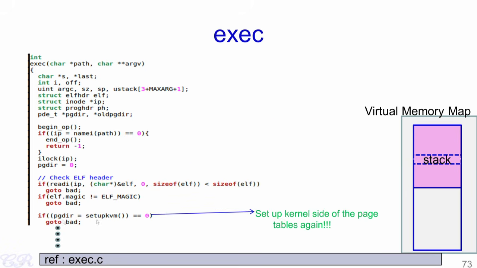The next step is a call to setupkvm, where we set up kernel side page tables again. This essentially may not be required, but it is done in xv6, though it is not a necessity since we have already done it during the fork process.